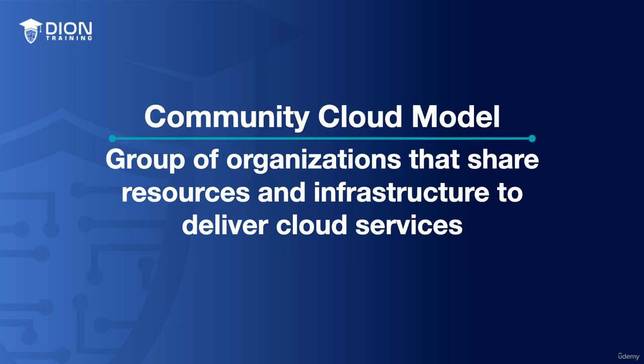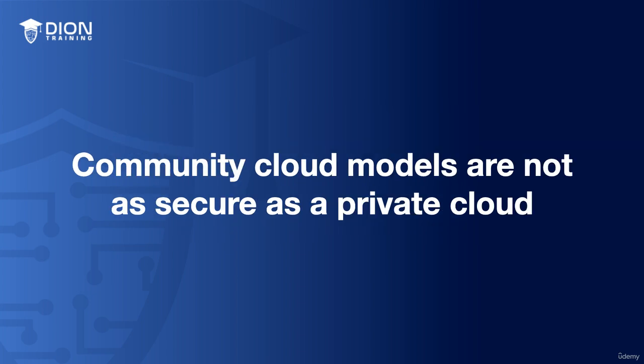Our fourth deployment model is known as a community cloud model. Now, a community cloud deployment model is one in which a group of organizations are going to share resources and infrastructure to deliver cloud services. Community clouds can be used for this shared service model, and they are much more cost-effective than using a private cloud. Now, typically, the members of the community cloud need to have similar security requirements to their own internal networks. However, community clouds may not be as secure as a private cloud because everybody is sharing that cloud inside of that community, and they are all using the lowest common denominator when it comes to the level of security that they want to achieve.